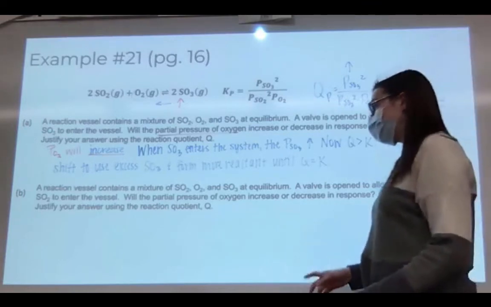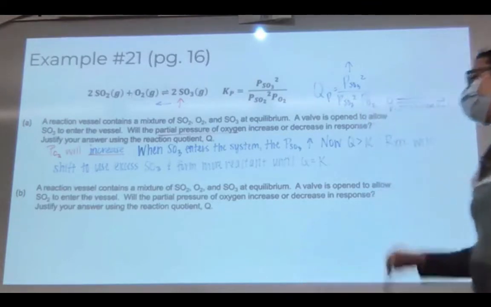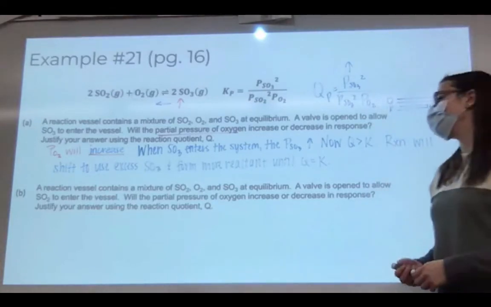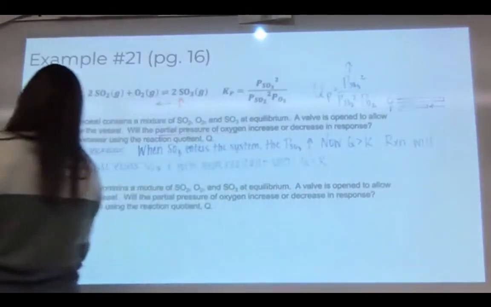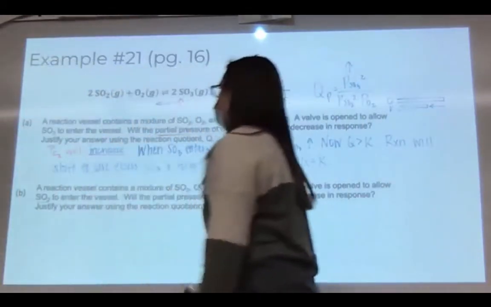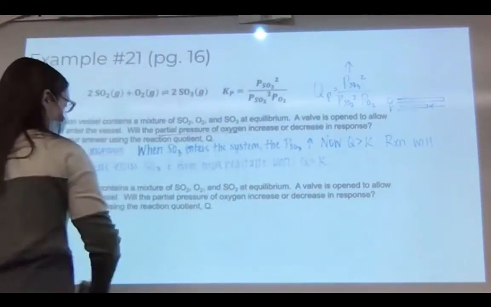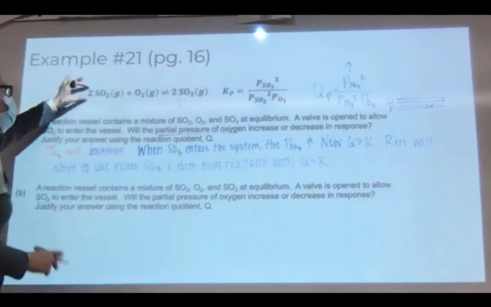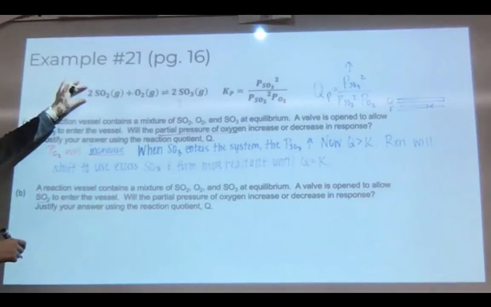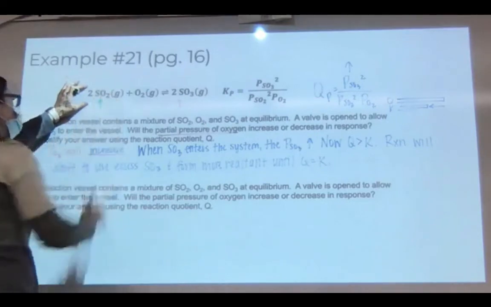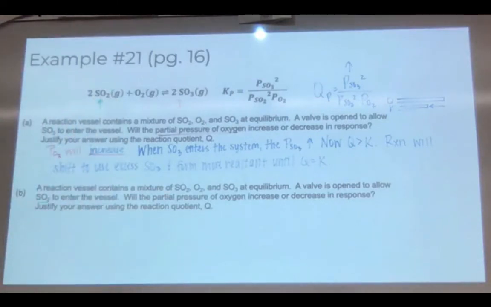So for part B, a reaction vessel contains the mixture, so it's the same initial setup. A valve is opened to allow SO2 to enter the vessel. So now instead of SO3, we have this system at equilibrium, and after it's already at equilibrium, we're increasing the amount of SO2. We're adding more SO2 to this system that's already at equilibrium.